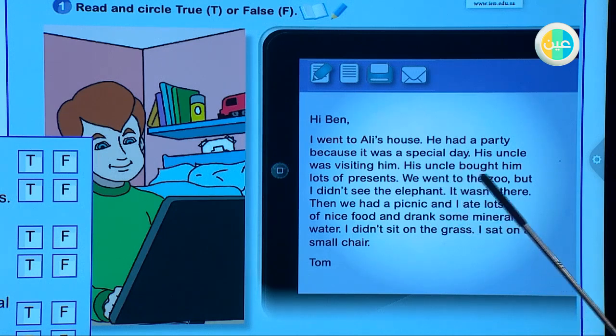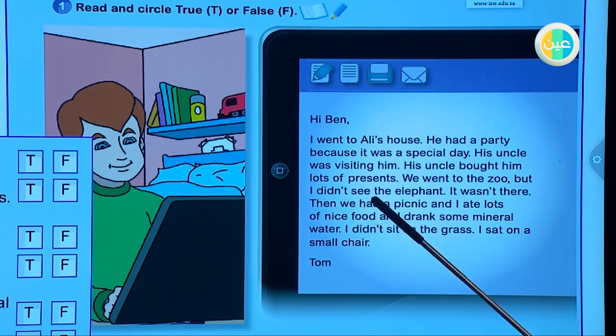We went to the zoo. So Ali and Tom went to the zoo. The verb went is an irregular verb. But I didn't see the elephant. Did he see the elephant? Did he see? Yes, no question. Did he see the elephant? No, he did not see the elephant.